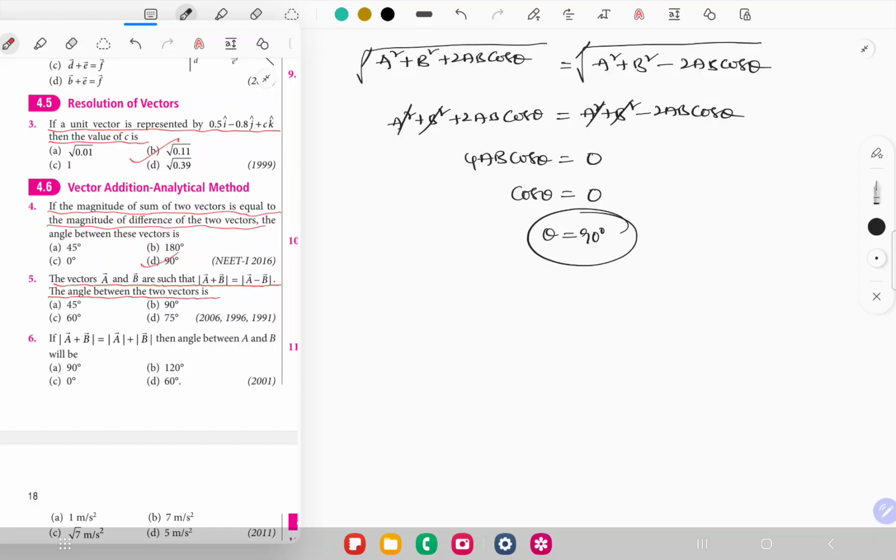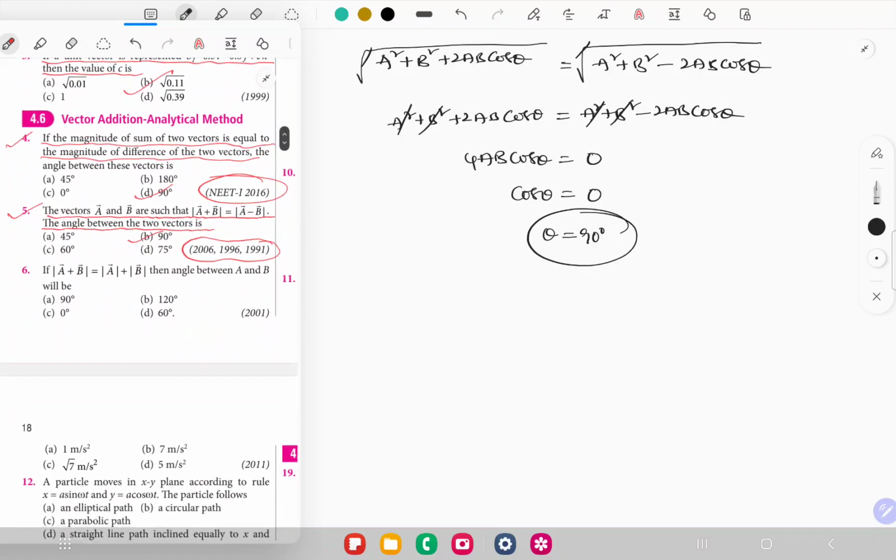The angle between the two vectors they are asking, it is similar to question number 4. What's the answer, guys? Answer is 90 degrees. Just observe here how many times it is repeated. Okay, understand. Next, look at question number 6.